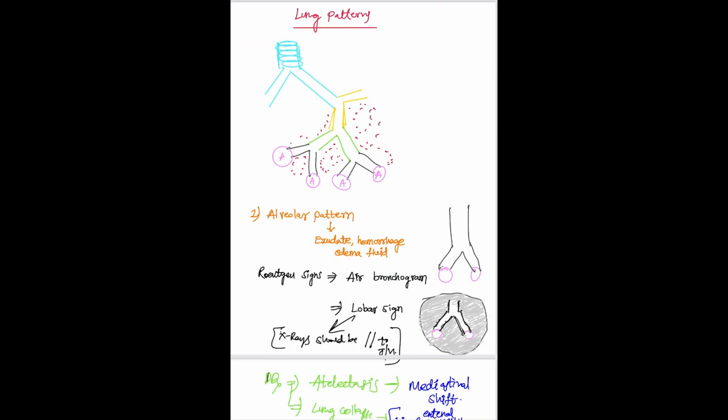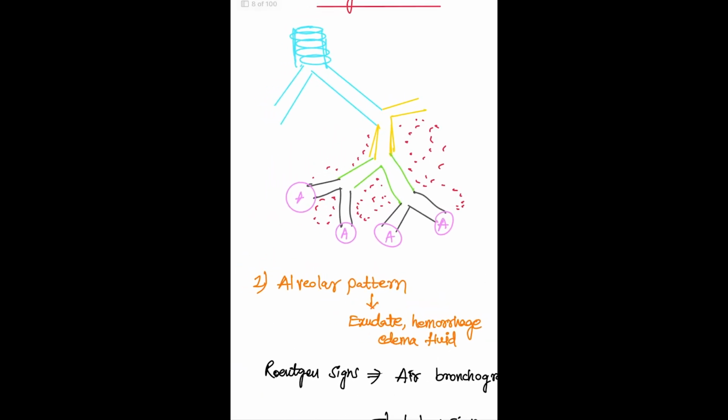So now we are discussing the lung patterns. Before going to that, we should know the anatomy of the respiratory tract in dogs. It starts with the trachea, and the trachea bifurcates into the bronchi, which subsequently divide into primary, secondary, and tertiary. At the end, it ends up in the terminal bronchiole, which opens into the alveoli.